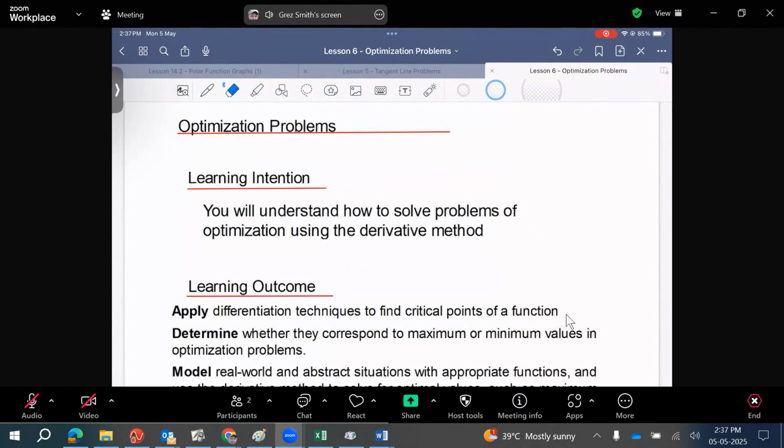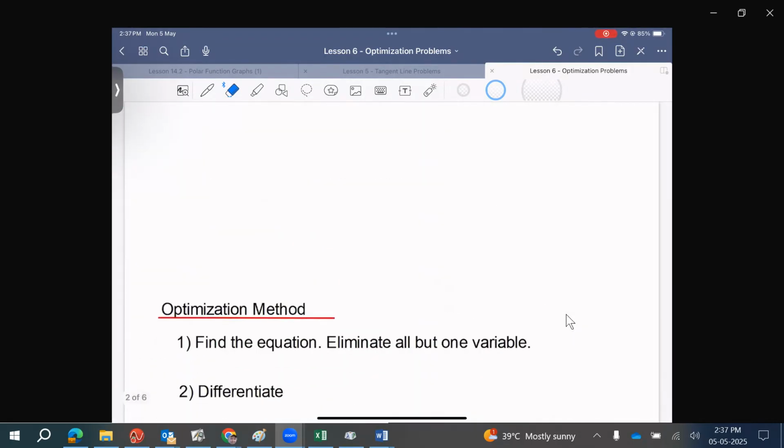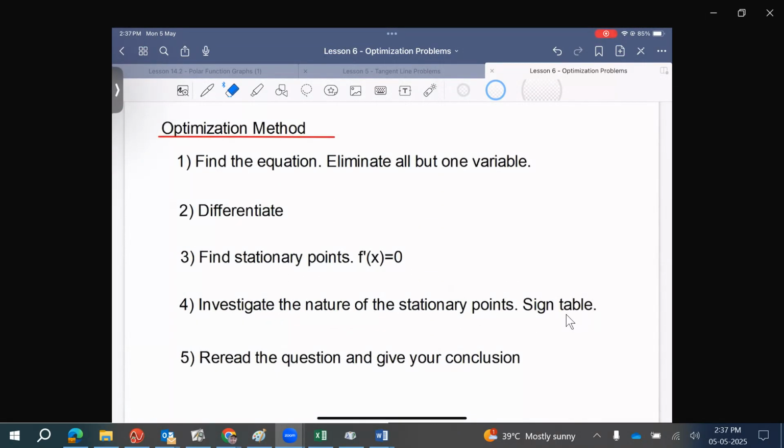Okay, today we are going to introduce a little bit of optimization, looking at a couple of simple problems. So our goal is to understand how to use the derivative method to solve optimization problems. Let's have a little look at what we're looking at. So the optimization problem method is 5 simple steps.